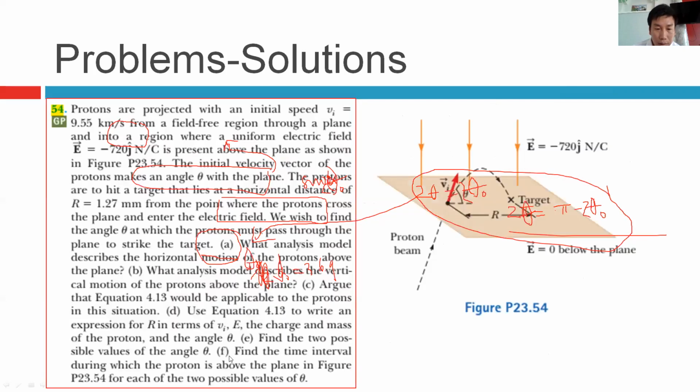And how about question F? Find the time interval range for the protons to travel the length in the figure at a possible theta. After you have the value of theta, you just substitute it into the motion equation in the x direction, and you will have the time.